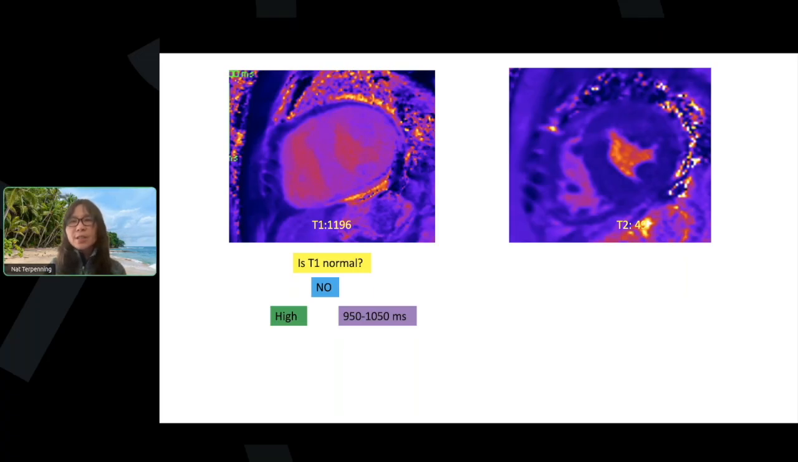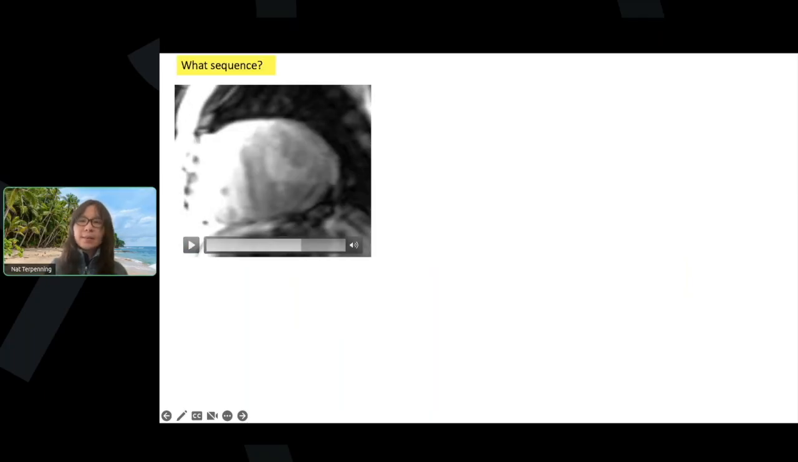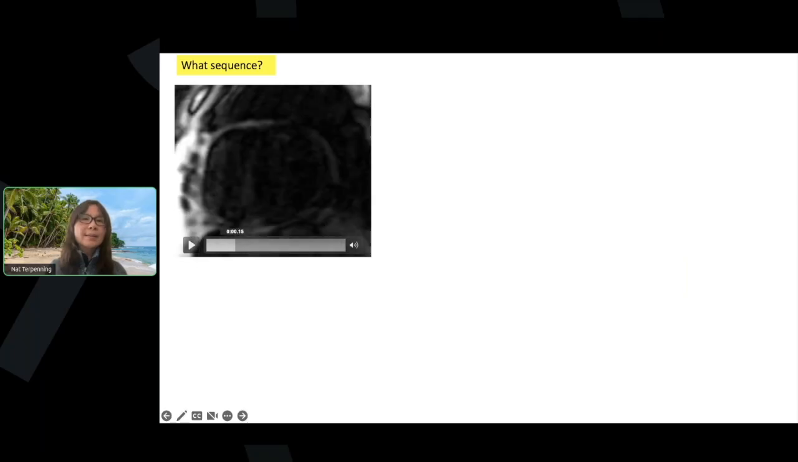And for the T2, is T2 normal? This one is yes. So it just tells you that there's no myocardial edema. Okay, and normal T2 is around 45 to 55, 57, around that. And then look at this one. So this one, the question is, what is that?